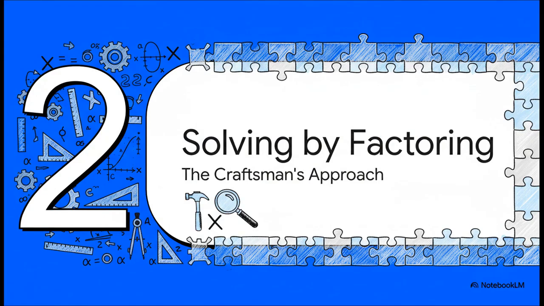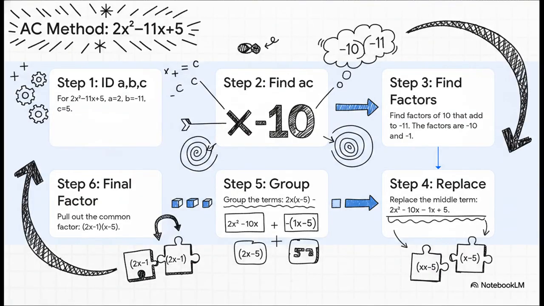Okay, let's grab our first tool. I want you to think of factoring as the craftsman's method. It's elegant, it's precise, and honestly, when it works, it's incredibly satisfying. The AC method is a perfect example of this. Let's just walk through it together. First up, you multiply a and c. So for our equation, that's 2 times 5, which gives us 10.